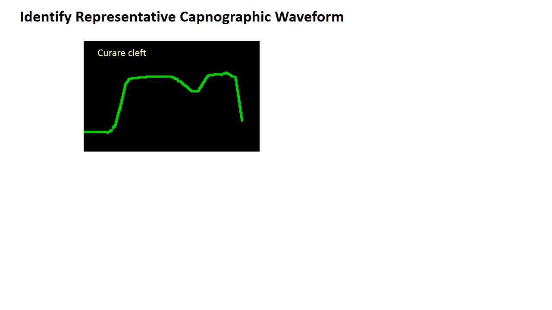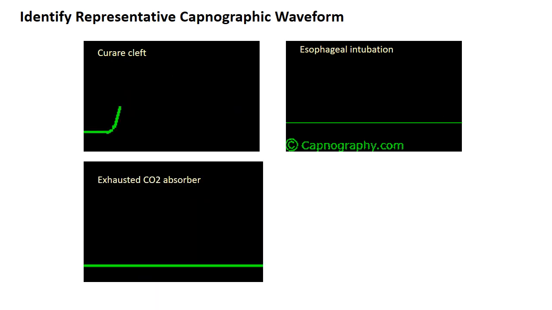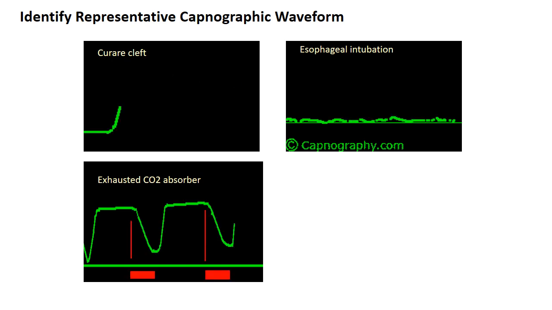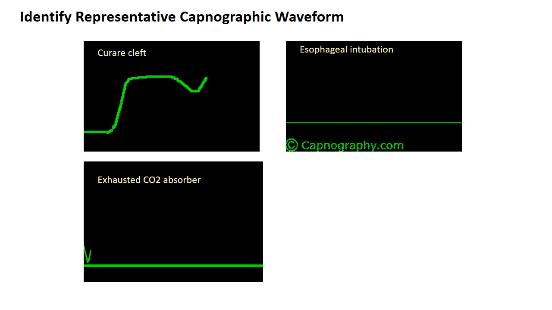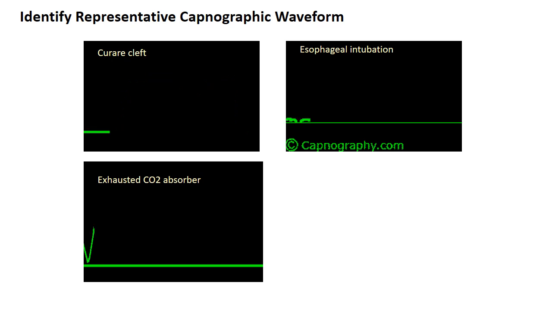This Curare cleft can be seen when the patient is paralyzed but the relaxant effect is wearing off, and because of spontaneous effort, this Curare cleft is present. In case of esophageal intubation, there is no capnograph. With an exhausted CO2 absorber, there is elevation in the baseline, which is indicative of rebreathing or insufficient gas flow.